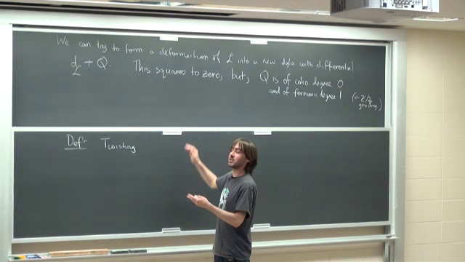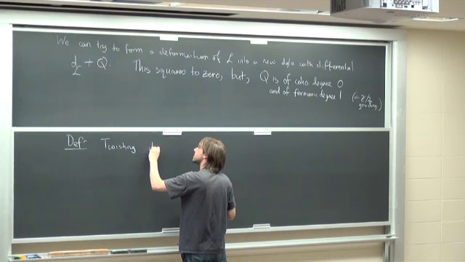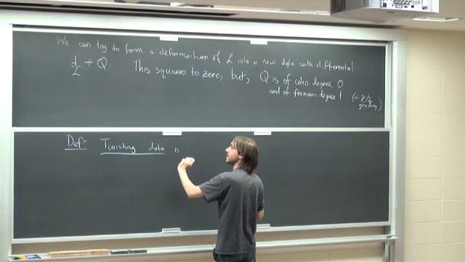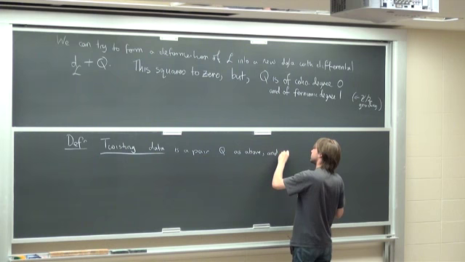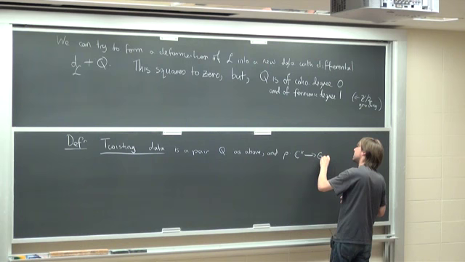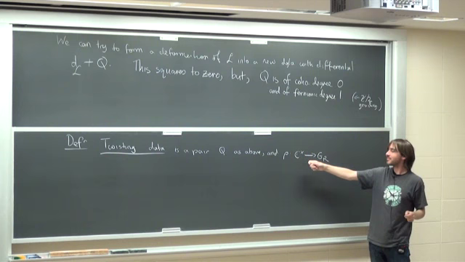So twisting data. This is the definition of twisting? Yes, twisting data is a pair: Q, just as above, and a homomorphism from C star to this orthosymmetry group.